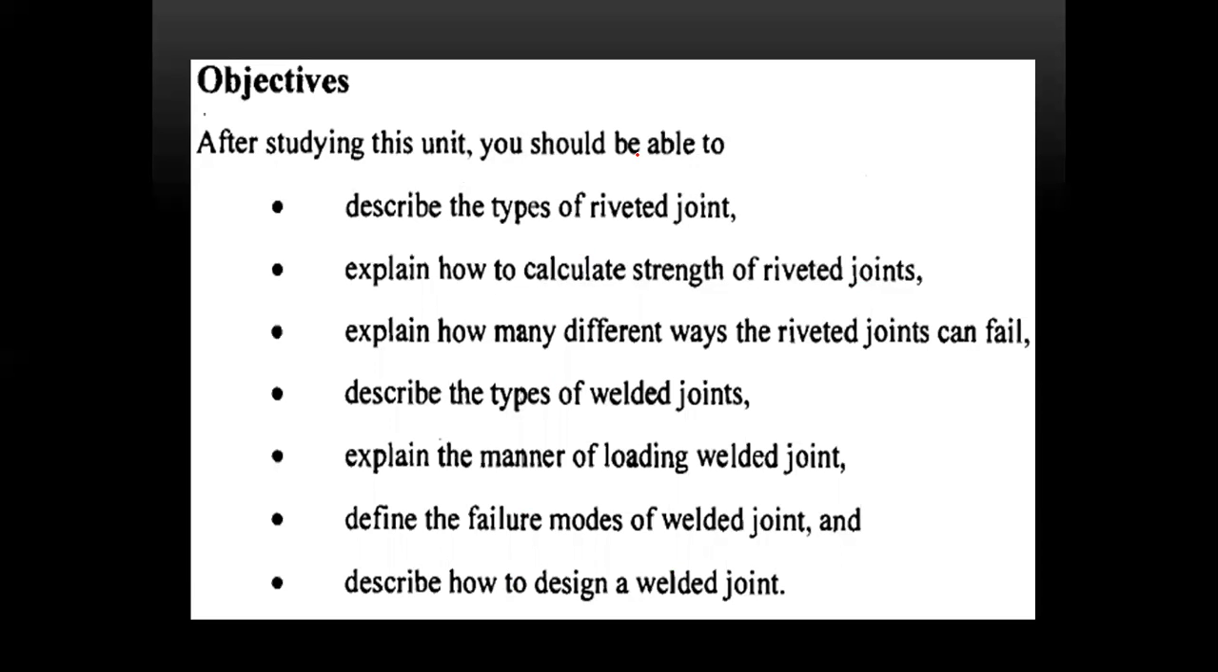Once you complete riveted joints, bolted joints, and welded joints, you will be able to describe the types of riveted joint and explain how to calculate the strength of riveted joints. In machine drawing I have already drawn the figures, the front view and top view of riveted joints and welded joints. For example, here is one rivet, another rivet is here, and another is here. So this is a zigzag arrangement.